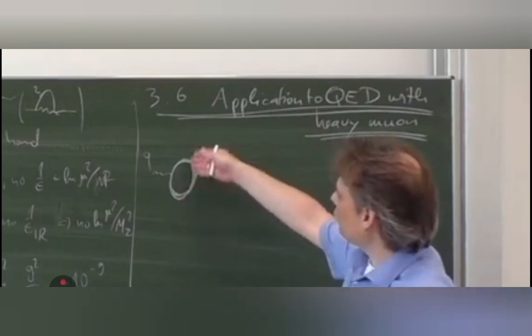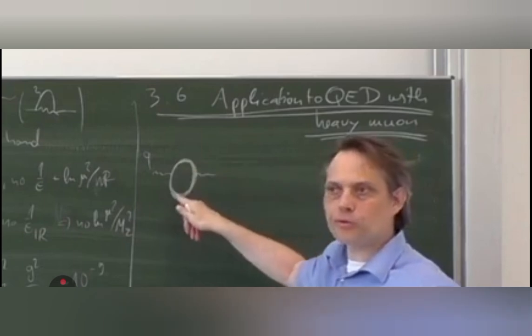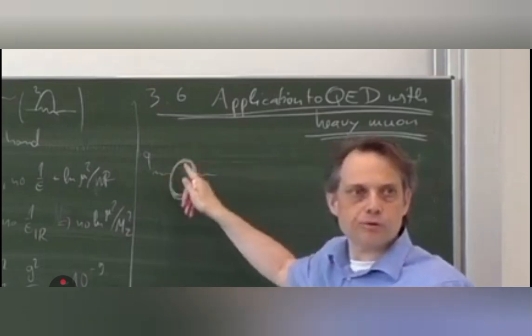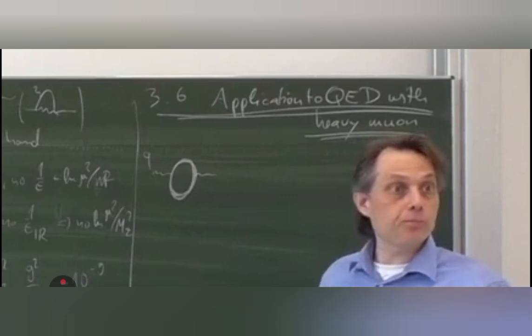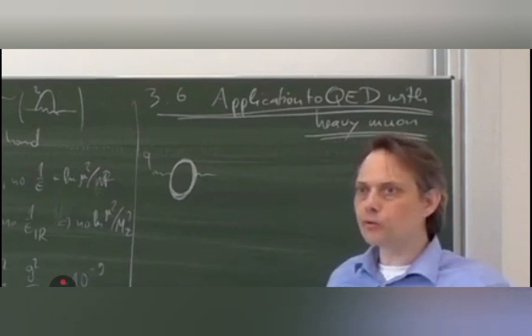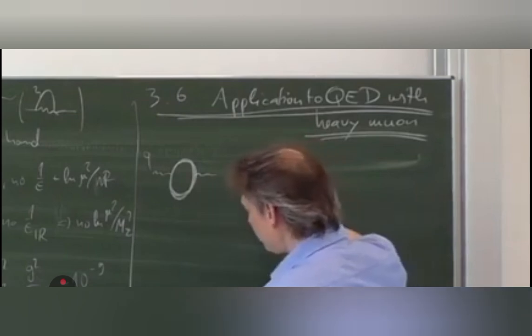The only other diagrams would be loops with a muon but more photons attached to it, like 4 photon, 6 photon and so on. But they would be more strongly mass suppressed, with 1 over the muon mass to higher powers. So let us neglect them today. Let's only look at the contribution of this diagram.